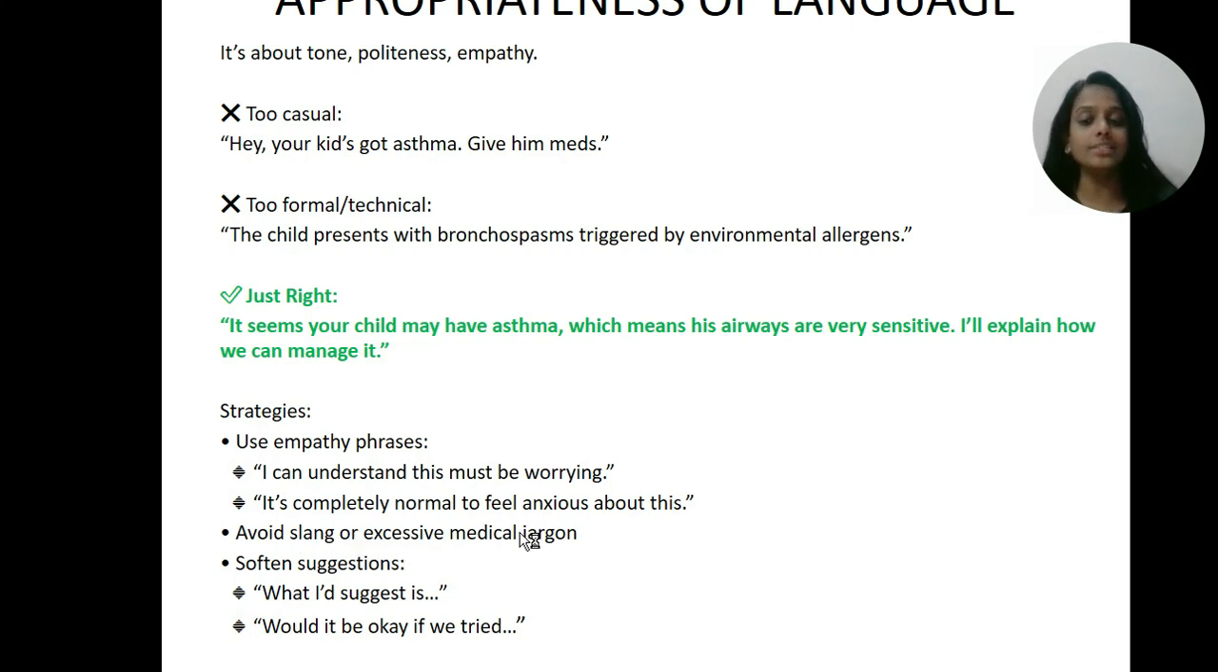Avoid slang or excessive medical jargon. Don't use too many technical terms, which is not necessary or appropriate. Soften suggestions: "What I would suggest is..." or "Would it be okay if we try?" So, even if you are giving some suggestion, try to make it in a softened way, in a very polite way, asking their opinion or their perspective.